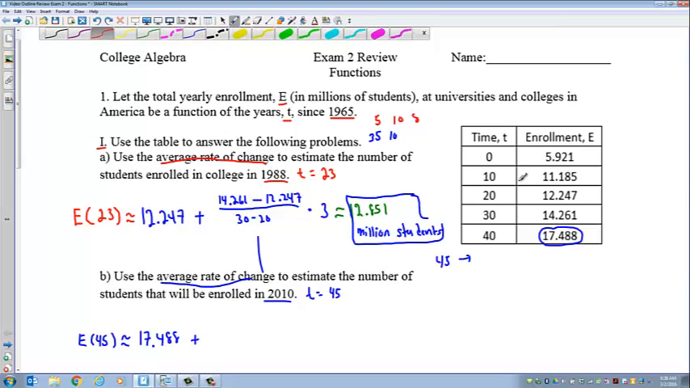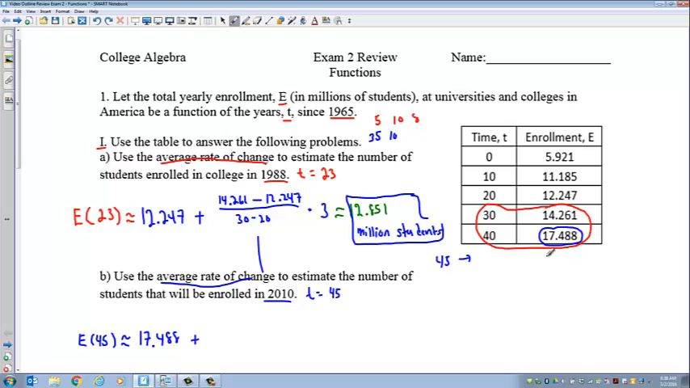Now for the average rate of change, which two data points are you going to use? I'm going to use these two right here because it's the closest to what's happening outside of the table. So you take the difference in the output, 17.488 minus 14.261. That's the change in the students, in millions, remember. Then the change in the input, which is 40 minus 30, is in years. So you get millions of students per year. That's how they're changing on average. And you'll multiply by 5.